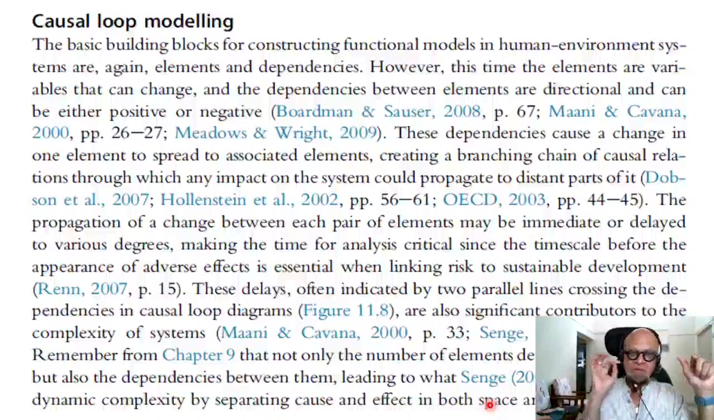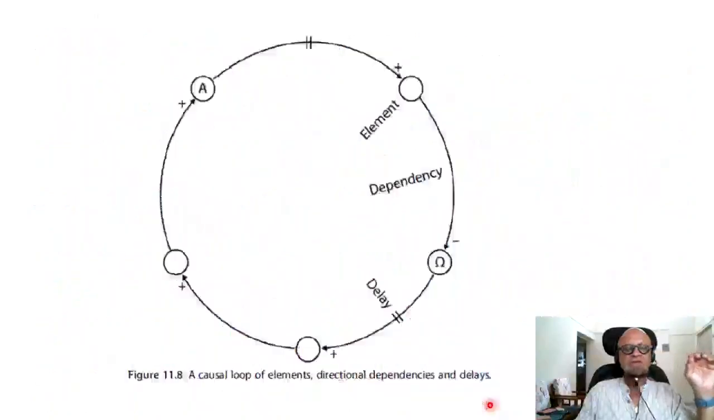So some perturbation may have propagated into the system through some elements, and the feedbacks then may have completely become disengaged from the cause, and the effects may look completely unrelated in space and time to the original perturbation or the cause. So causal loop modeling in that sense has to track and understand what the actual cause is. Okay, so here looking at the delays and so on, a causal loop of elements, directional dependencies and delays.